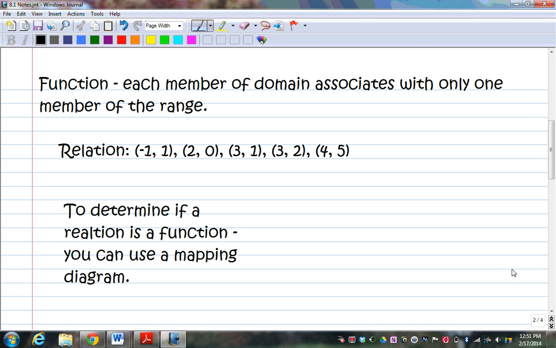The way a mapping diagram works is you take your domain. So I have -1 here. I have 2, 3, 3, 4. But again, I only have to write the 3 once. 2, 3, 4. And then what I'm going to do is I'm going to circle this. Don't know why it's circled. That's just the way we do it. And then I'm going to write the range over here. I have 0, 1, 2, 5.